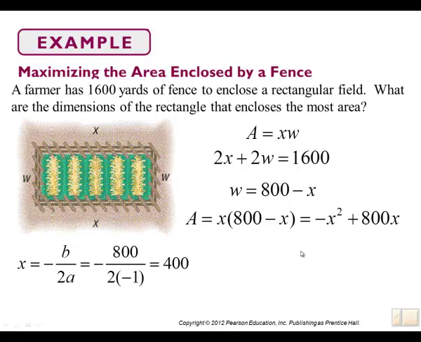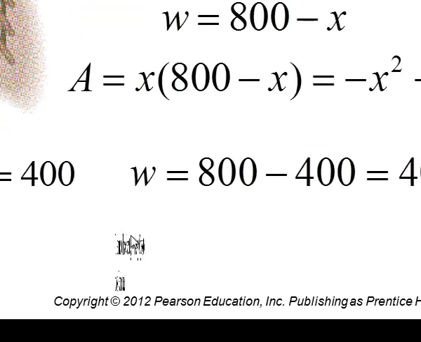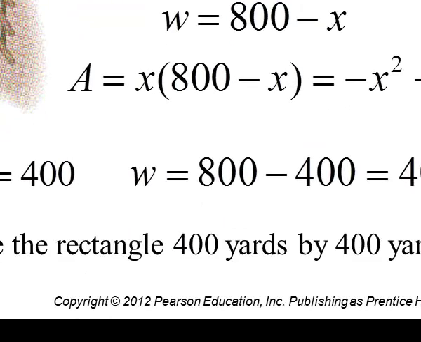So that's our maximum length, but we have to find the width. So you can plug that back into either equation to find the width. I believe they use the perimeter equation. So to find the width, you just take the 400, put it into x, because that's what this is here, and we get 400. So the length is 400 and the width is 400, and that's our maximum. That's our dimensions to get our maximum area.